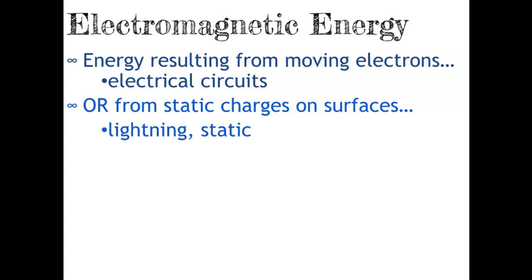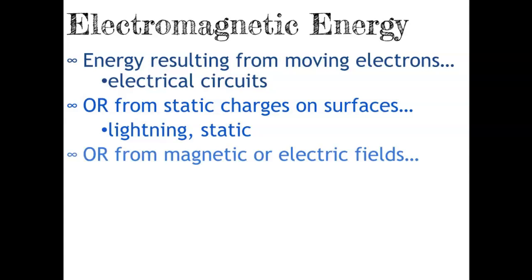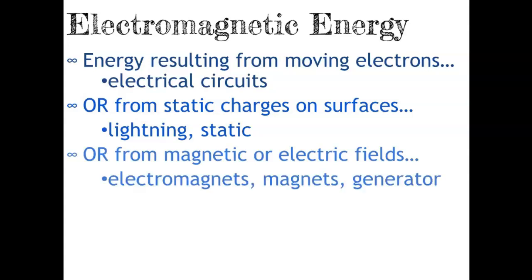Other examples, though, are lightning, where we have static charges that build up. There can be a potential electrical energy there that then turns into an actual electric energy change. It can be from magnetic fields or electric fields. For example, this is how an electromagnet works. By using a moving electrical circuit, the movement of electrons, we're able to create a magnetic field that then can do work, can make changes to metal materials that are attracted to magnets.